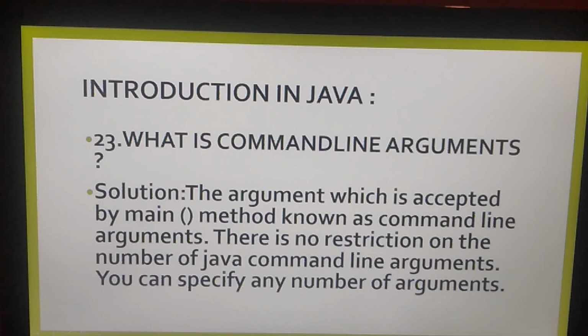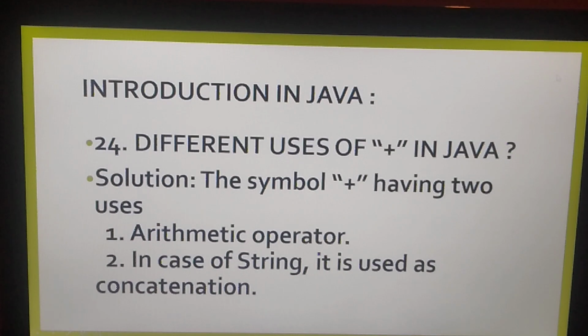Question 23: what is command line arguments? Solution: the arguments which are accepted by the main method are known as command line arguments. There is no restriction on the number of Java command line arguments. You can specify any number of arguments. Question 24: different uses of plus in Java. Solution: the plus symbol has two uses. First is as an arithmetic operator. Second, in case of strings, it is used as concatenation.